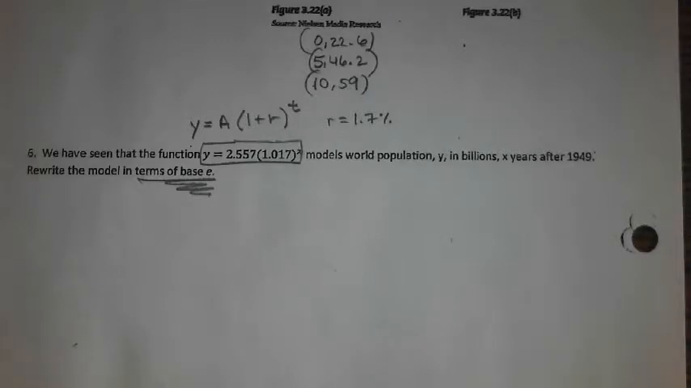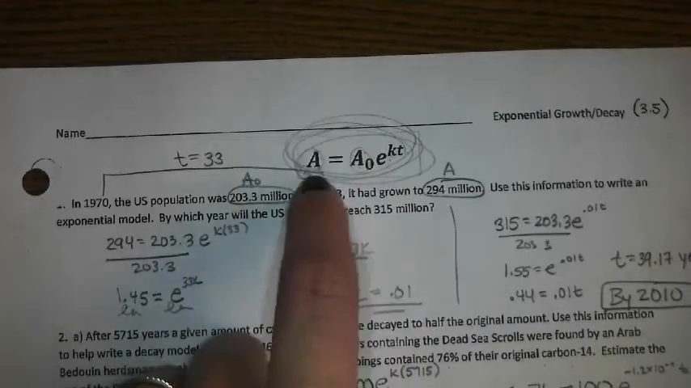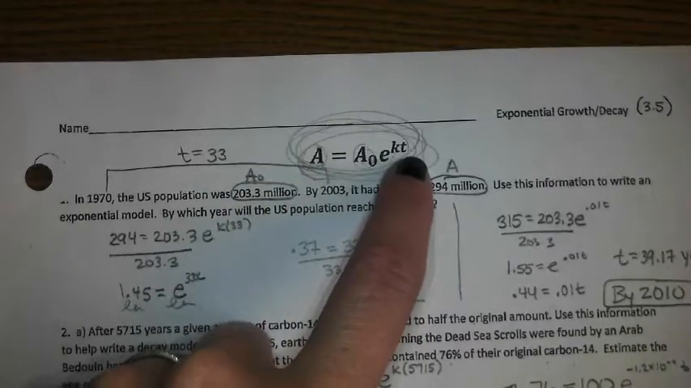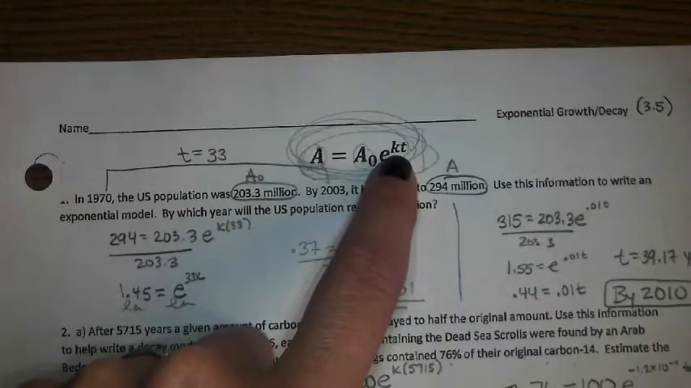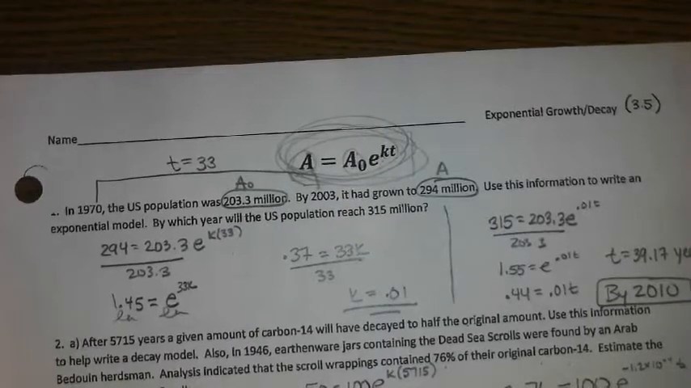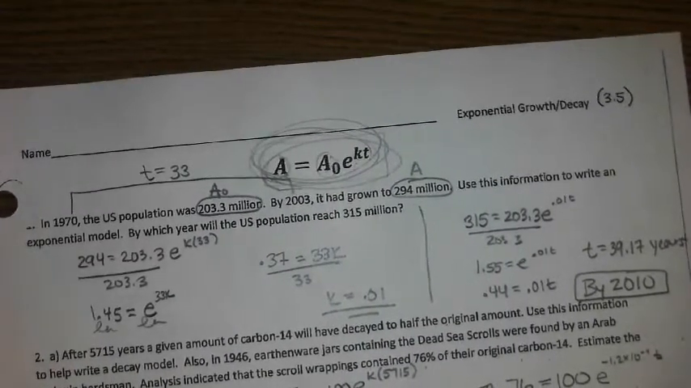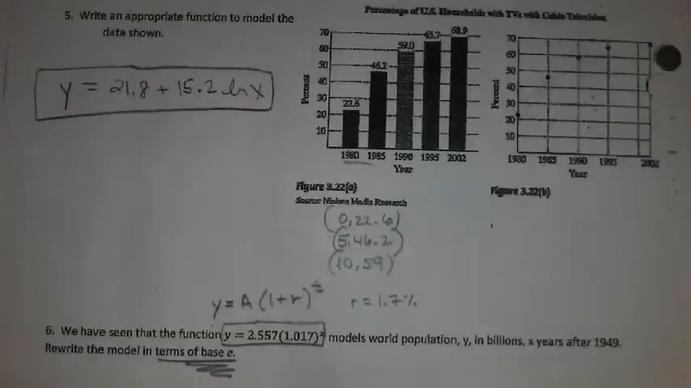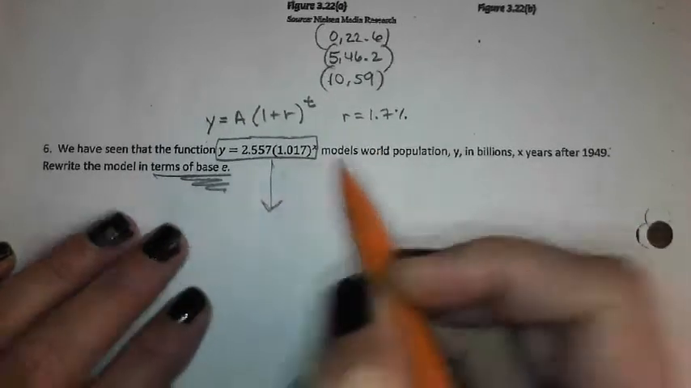They want us, though, to rewrite this model in terms of base E. So essentially, they want us to write it in this format, okay? Which means we have no idea what K is. We're going to figure that out. K, although it's closely tied to the rate, is not exactly the same as the rate. So how do we do that? And this is going to seem pretty confusing, but you'll see how it works.